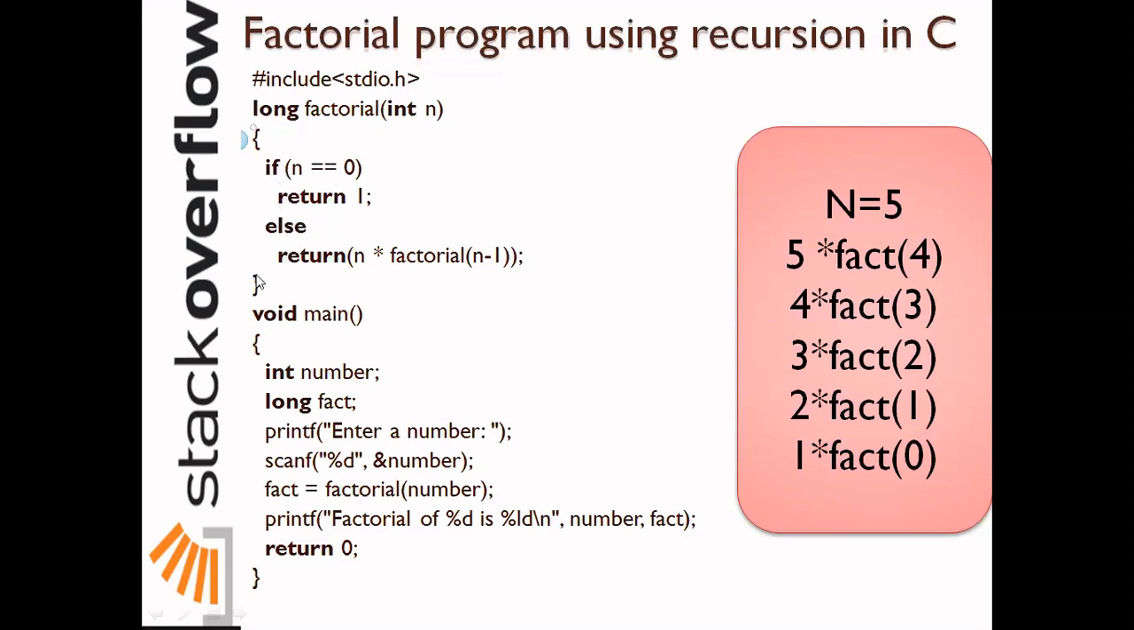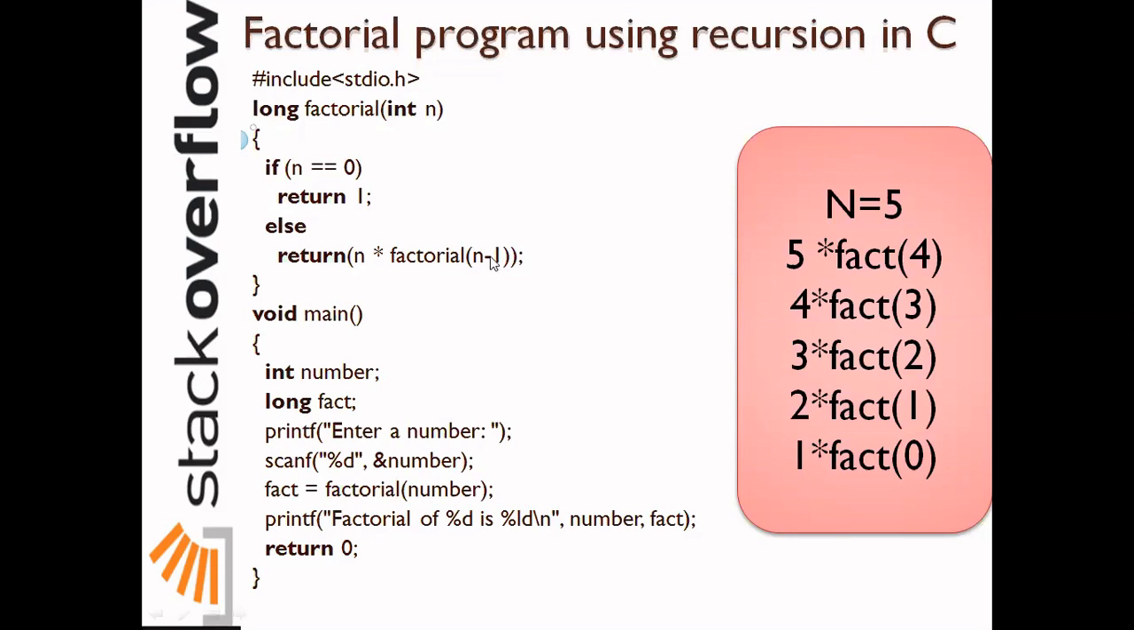Here an if-else condition is used. There is no need for an open brace and close brace, because only a single statement is available. If you have multiple statements, then only you have to use an open brace and close brace. If you use a single statement, there is no need to put the braces. If you put them also, nothing will happen. Next is return: here n is 5, factorial of n minus 1.